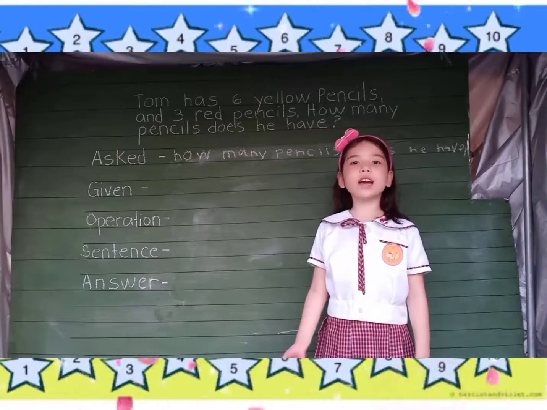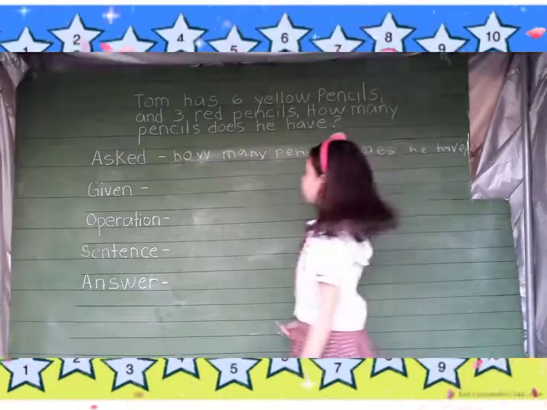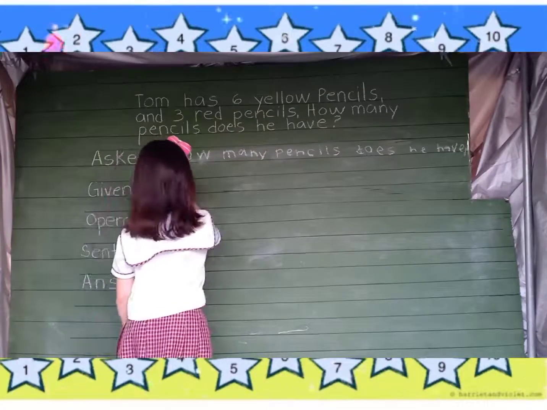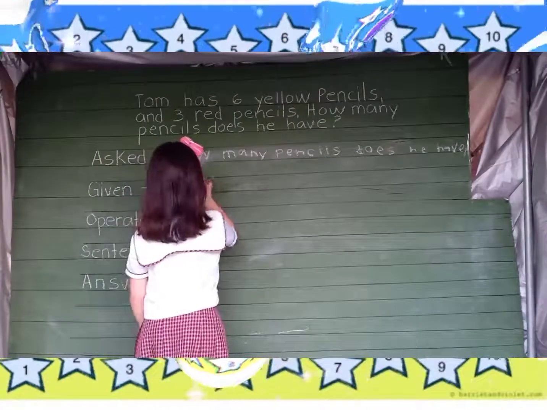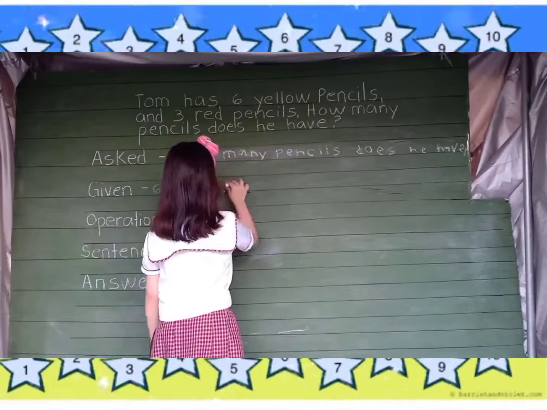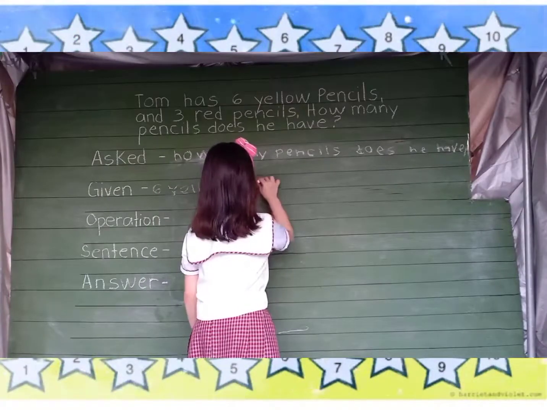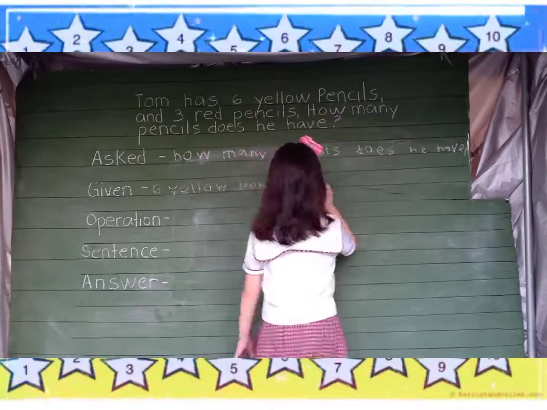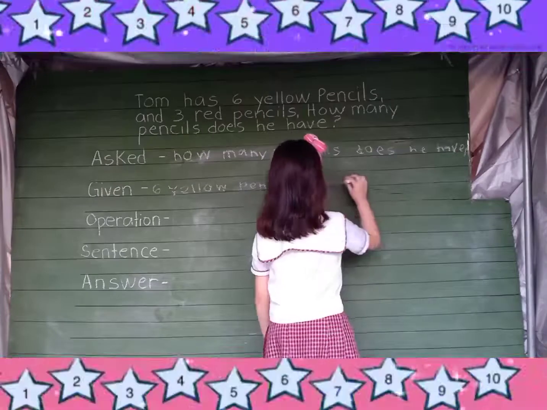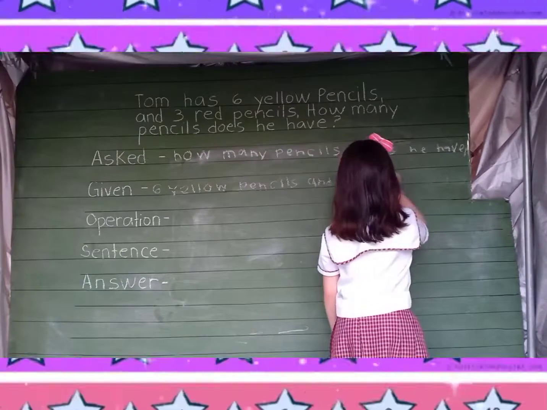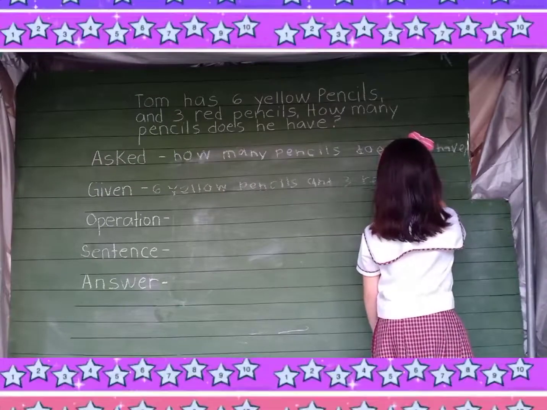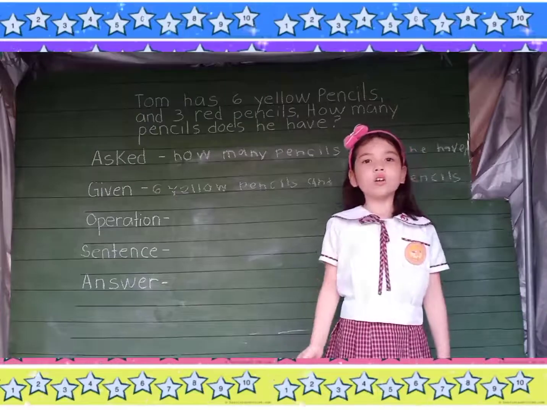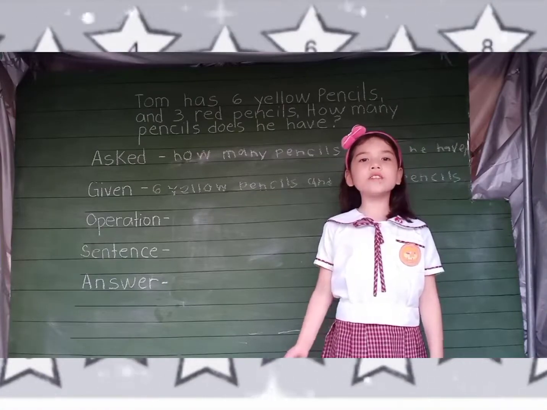And next one is given. So what is the given? Given is 6 yellow pencils and 3 red pencils.